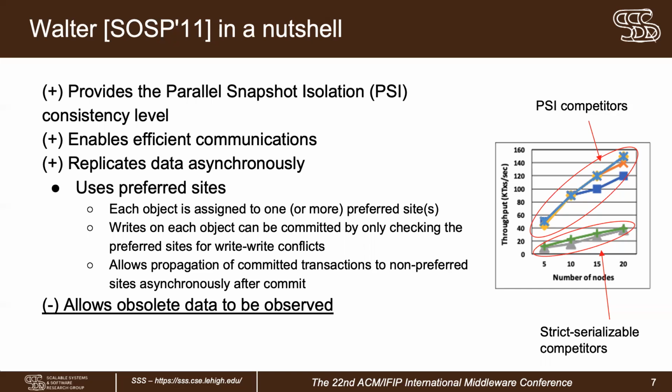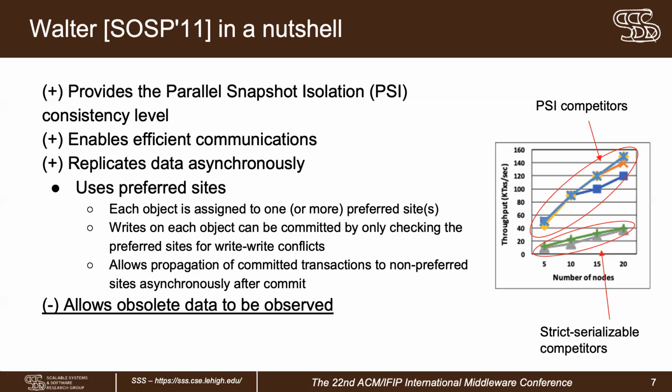Basically, each object in Walter is assigned to one or more preferred sites, and every update on a specific object can be committed by only checking or accessing preferred sites for write-write conflicts. And if we find no write-write conflicts, then we can allow propagation of the committed transaction to non-preferred sites asynchronously later after committing the transaction.